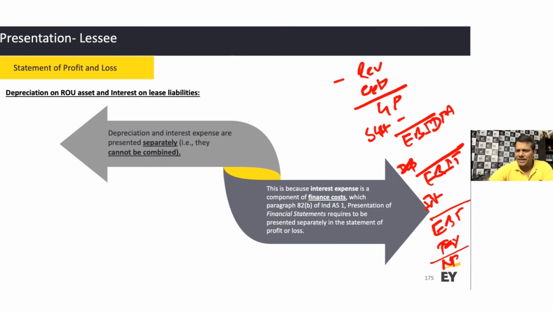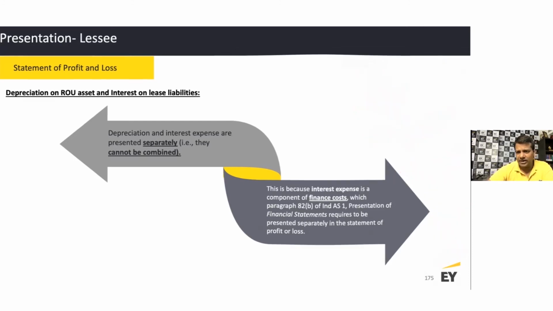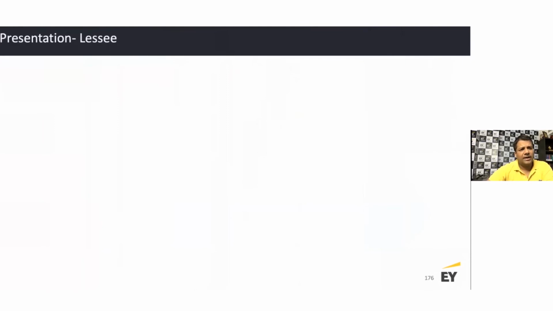So the interest expense is a finance cost, which I have also explained is also eligible possibly for capitalization if you have a qualifying asset, right? On the right hand side of the balance sheet.